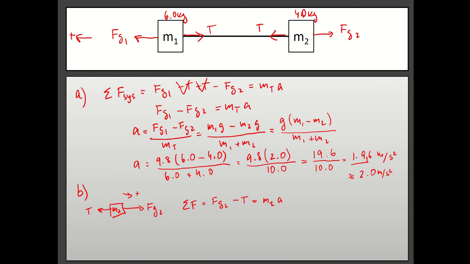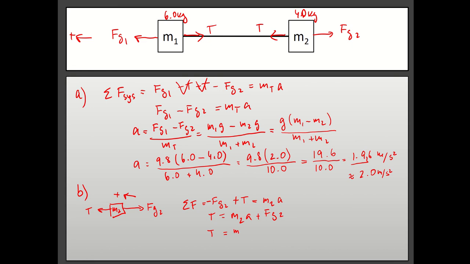Actually, hold on. We should stick to the same direction as we picked originally. So let's make this positive this way, which will flip the signs on the forces. Okay, so to solve for tension, I'm going to have to move Fg2 to the right. So T is going to equal M2A plus Fg2. So again, like I said, doesn't matter which mass you pick, you will end up with the same tension.